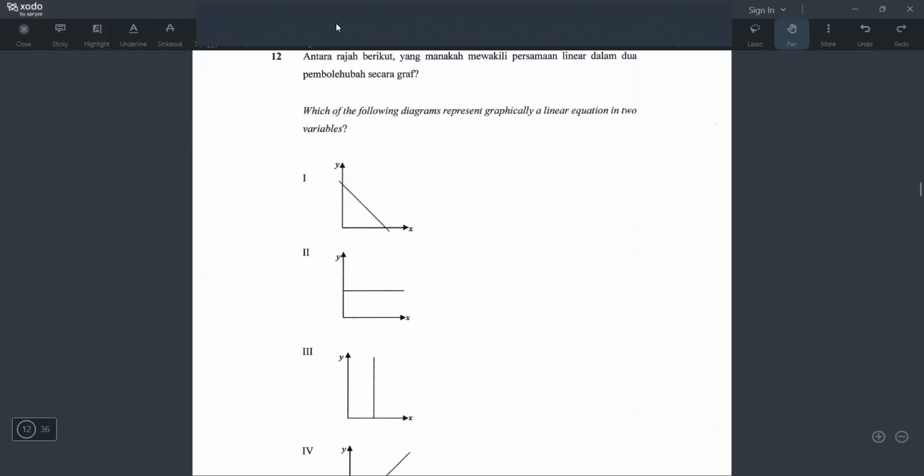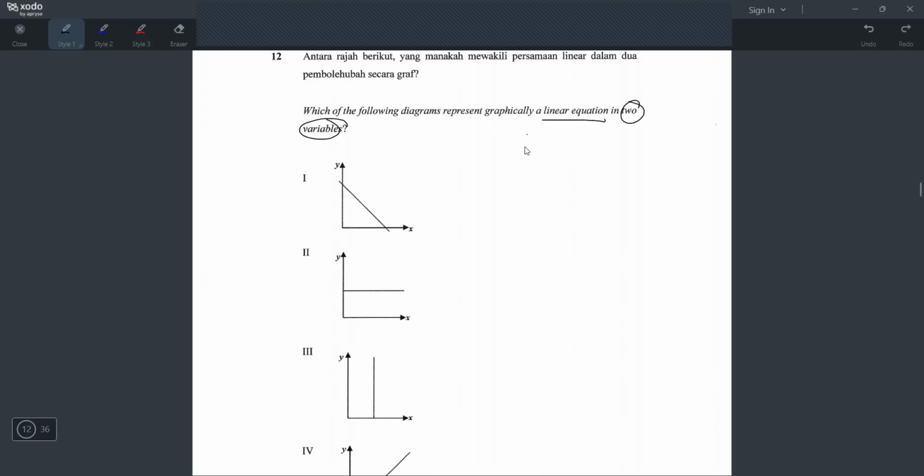Okay, number 12. Let's go. Which of the following diagrams represents graphically a linear equation in two variables? What is a linear equation? What is two variables? A linear equation means it's an equation where the highest power is 1. And two variables means they have two unknowns. So for example, x, y.